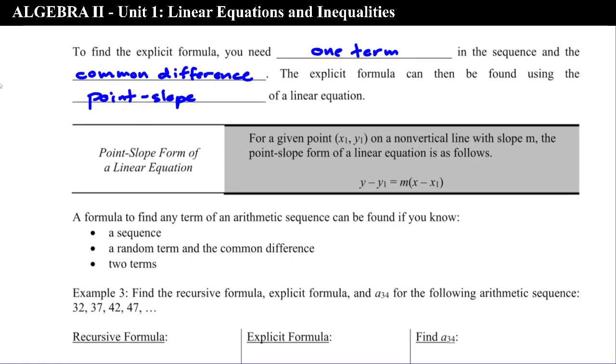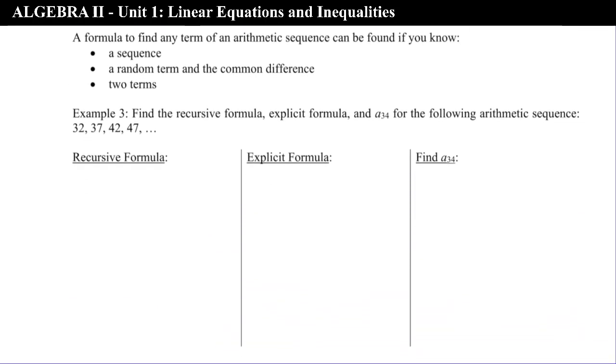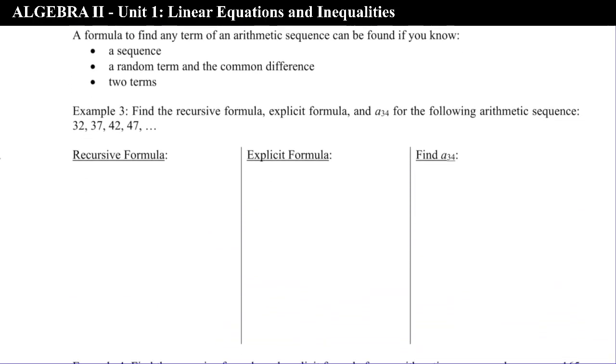So let's get into doing some examples of constructing these equations. We can create a formula to find any term of an arithmetic sequence if we know either the sequence itself, a random term, and the common difference, or if we know two terms. And we're going to go through how to do each of these. Okay? So let's start off with this example of finding a recursive formula, an explicit formula, and the term that they ask for using the sequence that's presented.